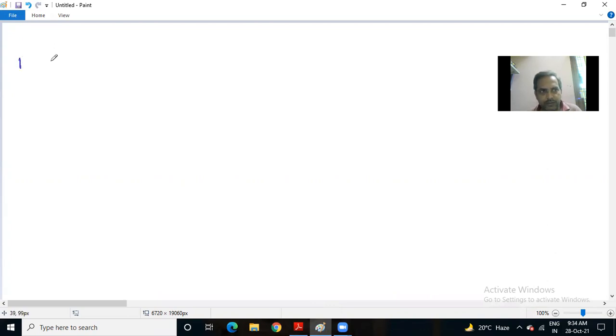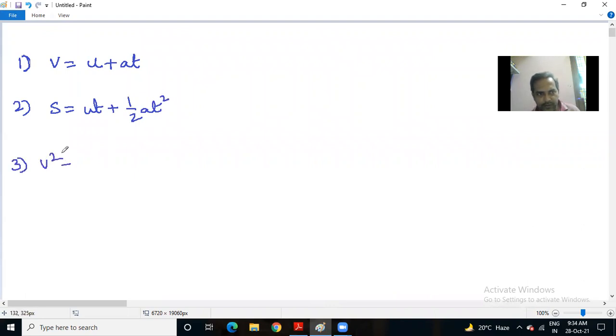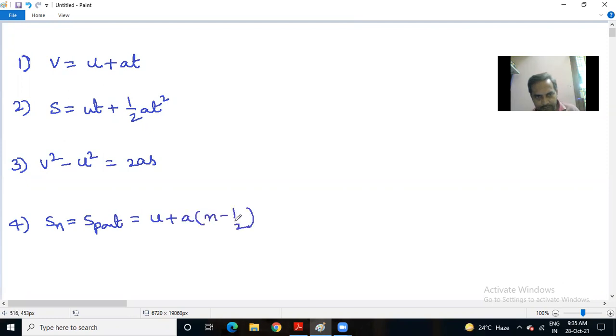First equation is V equal to U plus AT. Second equation is S is equal to UT plus half AT square. Third equation is V square minus U square equal to 2AS. And last, fourth, Sn, or you can say S part distance is equal to U plus A of N minus half.